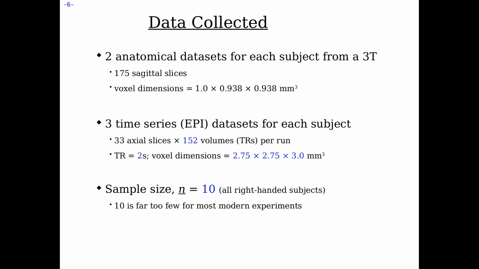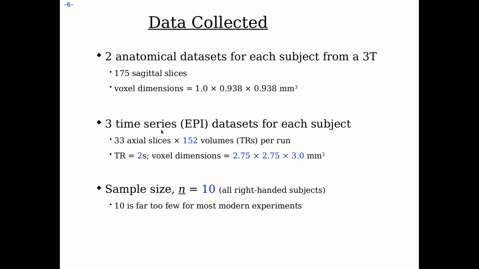The actual data acquired, there were 2 anatomical scans. That was because the intention was to do a surface-based analysis, and maybe they wanted to register these 2 anatomical data sets and average them to get noise reduction before running FreeSurfer. But we will not do that today.